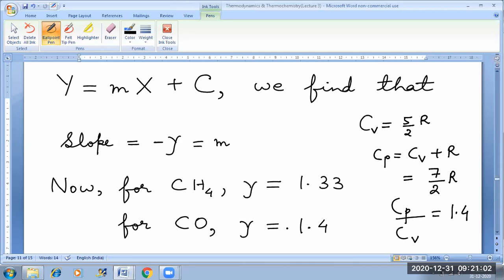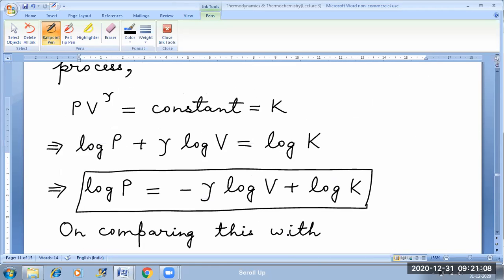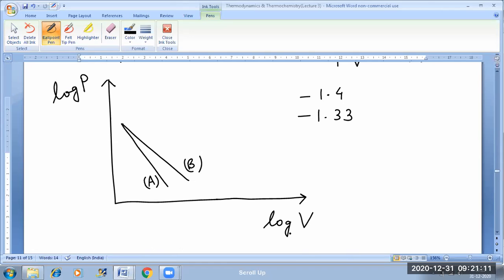Now, if I look at the two lines, I can say that the slope of line A is more negative than the slope of line B. That means line A must have a slope of minus 1.4 and line B must have a slope of minus 1.33. That means line A corresponds to CO, that is carbon monoxide. If I look at the two lines, I'll figure out that line A has a more negative slope.